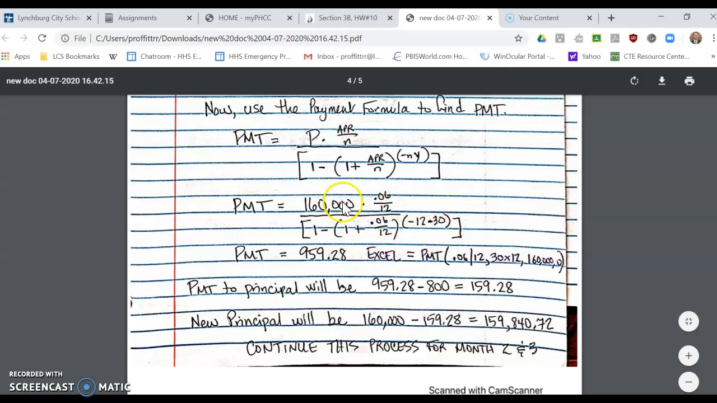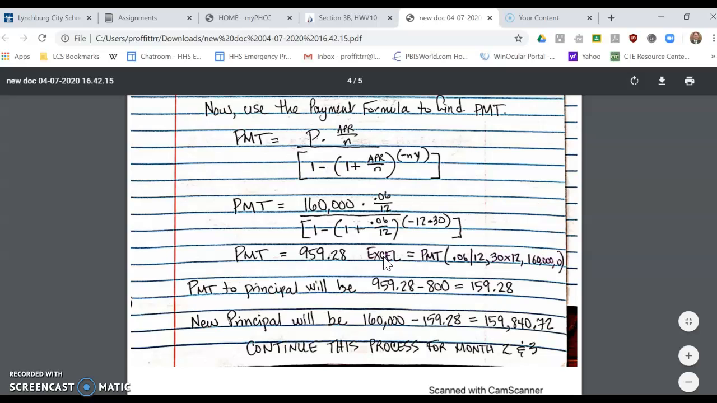If you type this in correctly, I didn't write it, but you need to put parentheses around the numerator too. I failed to write that down, so that when you type this into your calculator, you get $959.28. So that's the monthly payment for this mortgage. You could have used Excel.